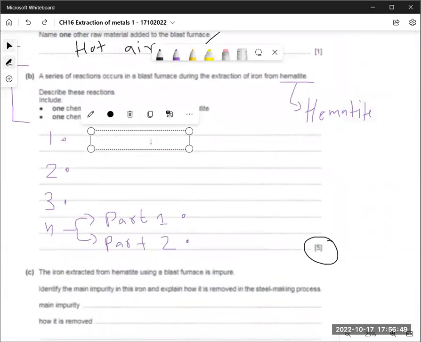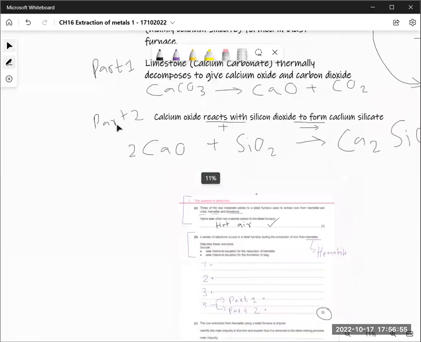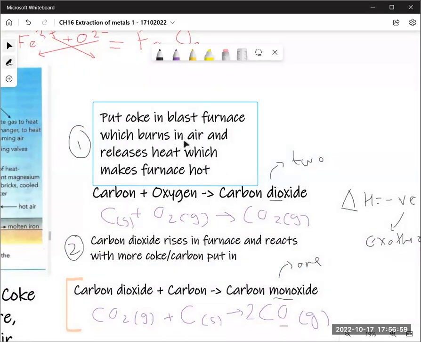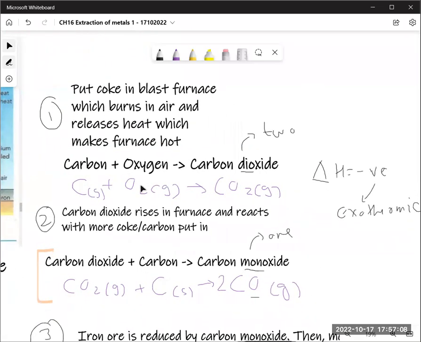The first reaction, I'll give you the answer. Put coke in blast furnace, which burns in air and releases heat, which makes the furnace hot. So carbon plus oxygen gives us carbon dioxide. So that's what you have to write. Carbon plus oxygen gives us carbon dioxide.